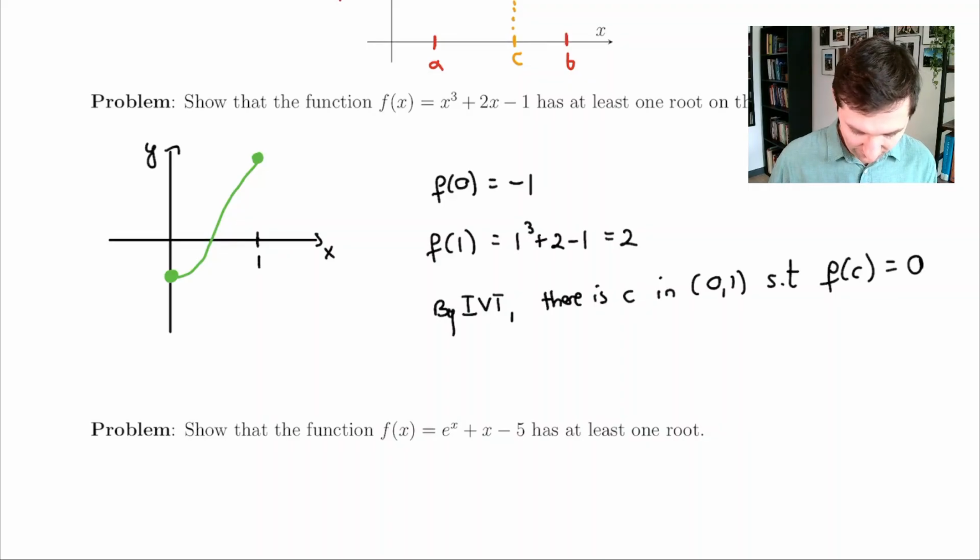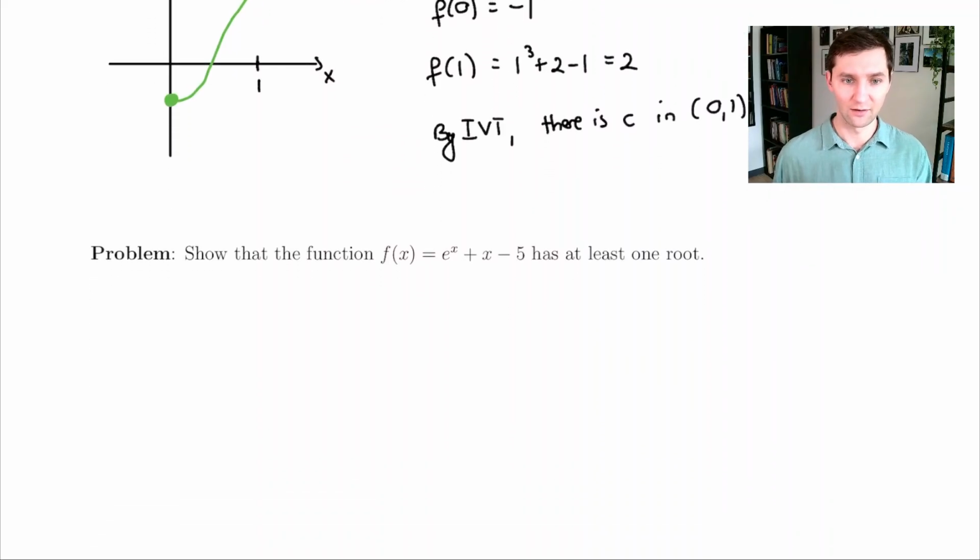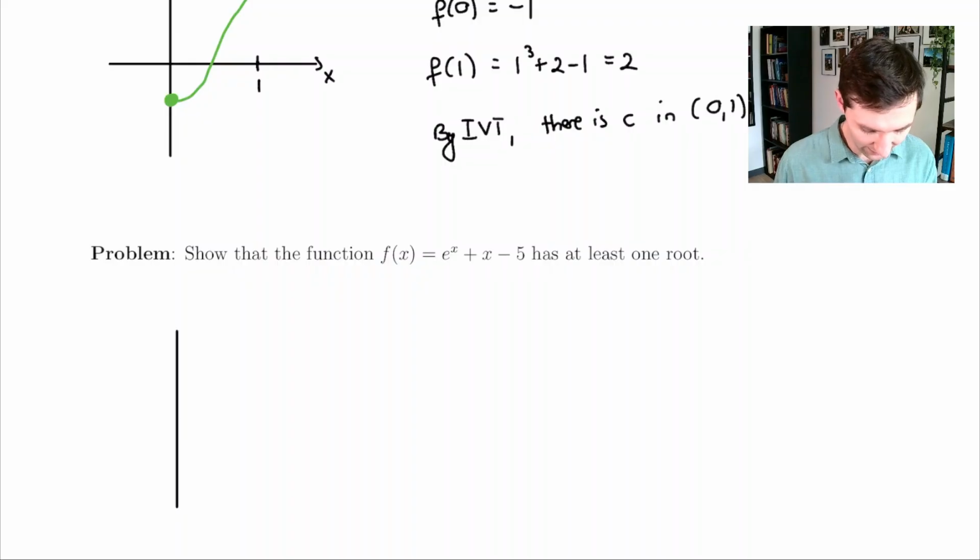To see if you can do this problem or a similar problem yourself, I have another one for you. We are given a function e to the power x plus x minus 5. We want to show that this function has at least one root. If you would like to try this on your own, stop the video now. I start the same way. I draw the y-axis and I draw the x-axis.